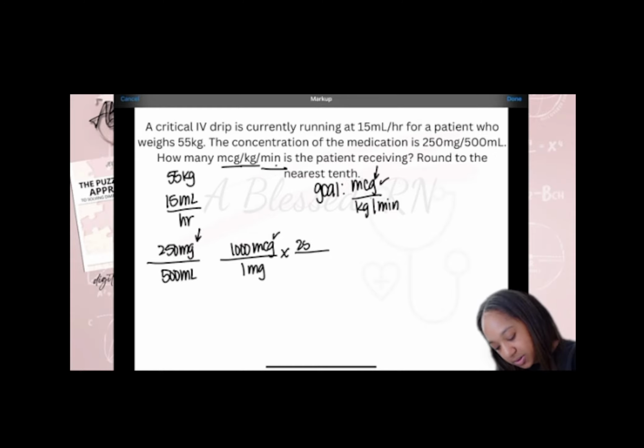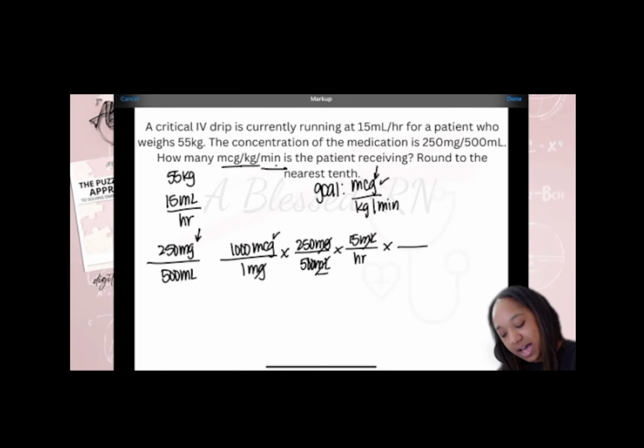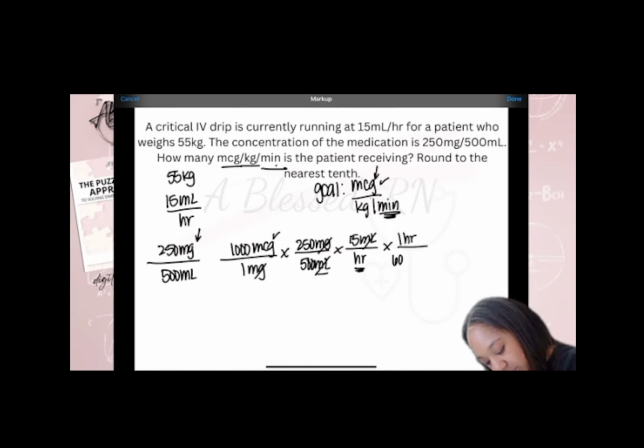So 250 milligrams per 500 mLs is on the bottom. Boom. Now we have milliliters on the bottom. It's not part of a goal, so I know that milliliters has to go on top to cancel out. Boom. So now we've got hours at the bottom. My next goal is time, which is in minutes. So I know that 1 hour equals 60 minutes. Cross that out. That's the second goal.